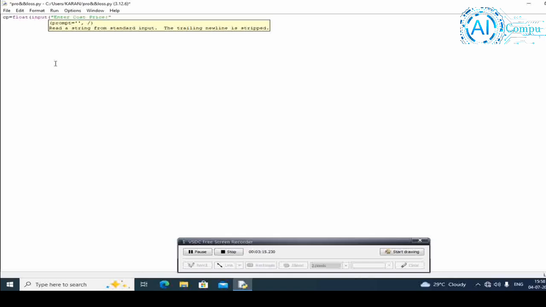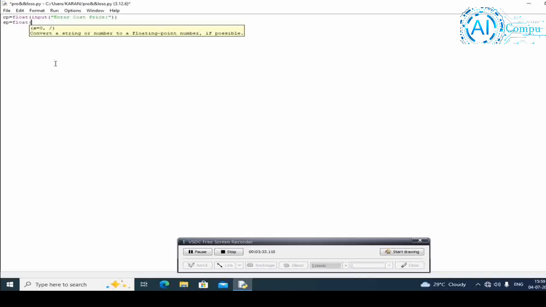Then we also have to take the selling price from the user. Just write SP for selling price. SP equals float input, it can also be a decimal or fraction value, enter selling price, bracket close. So we have taken values from the user.